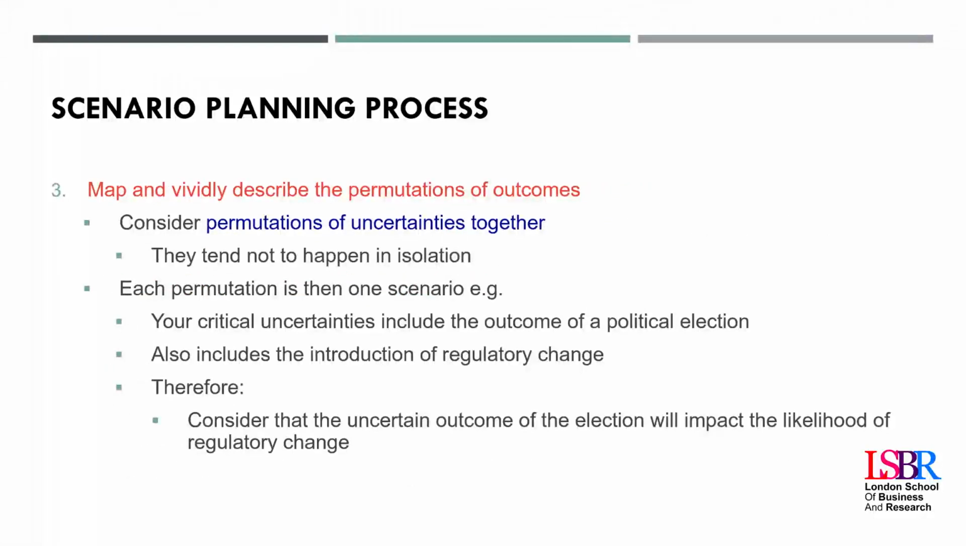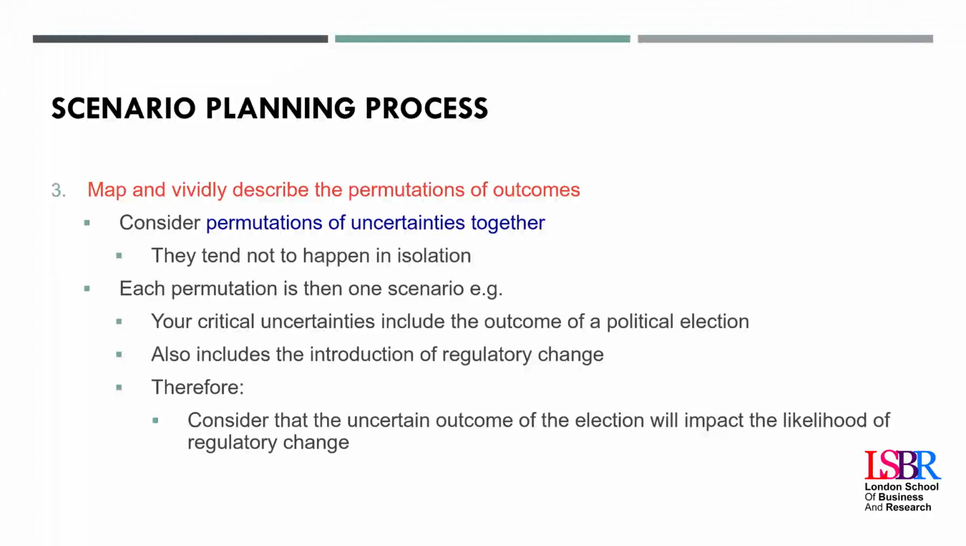Once you've done that, we then have to map and vividly describe the permutations of those outcomes. So what do I mean by that? Well, we have to think about, if that outcome happens, how does that affect our business? How does that impact our business? How will that perhaps shape the industry? How will that change the market forces? Okay, so it's about considering the permutations, so the outcomes.